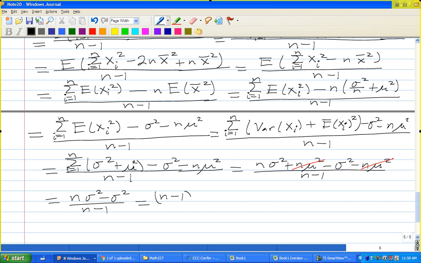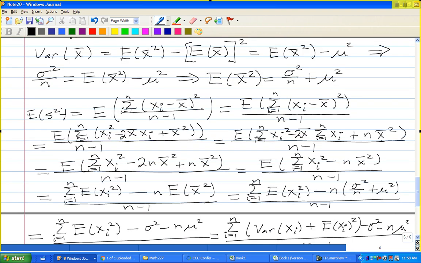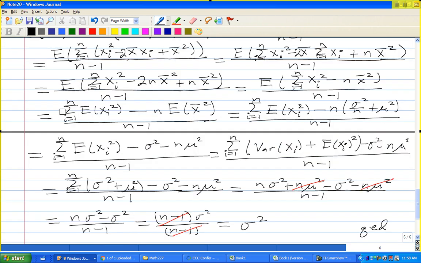Factor out the sigma squared. You get the n minus 1's cancel. So that's sigma squared, and that's what you wanted to show. So you wanted to show that the expected value of the sample variance is indeed the population variance. Okay.